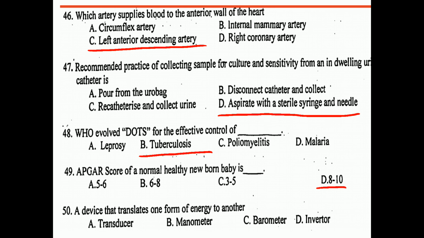Question number 50. A device that translates one form of energy to another is. Options are A, transducer, B, manometer, C, barometer, D, inverter. The correct answer is option A, transducer. So we have discussed 50 questions. Again 30 questions are remaining. Those questions we will discuss in part 3 video.